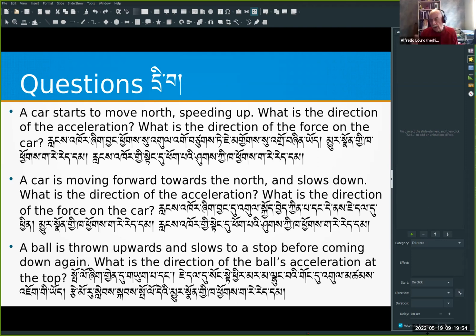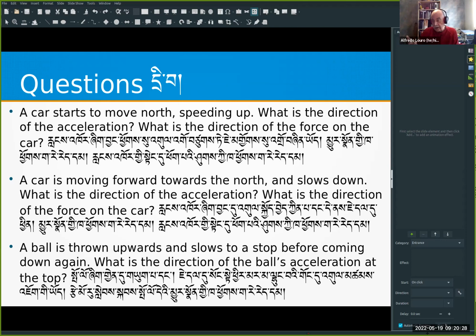Now there are two ways to answer this question, or to think of the answer to this question. One way is to think about what is happening to the velocity. The acceleration is a change in velocity as the ball goes up. The ball is slowing down, and then it stops and then changes direction and speeds up going down again. So the change in the velocity is downwards, even at the top.